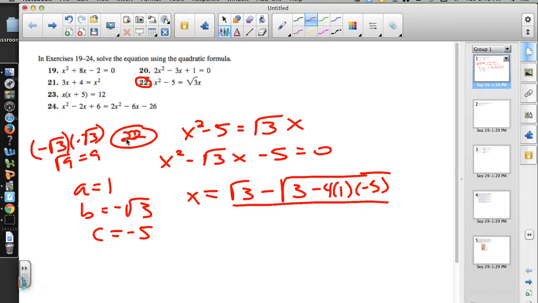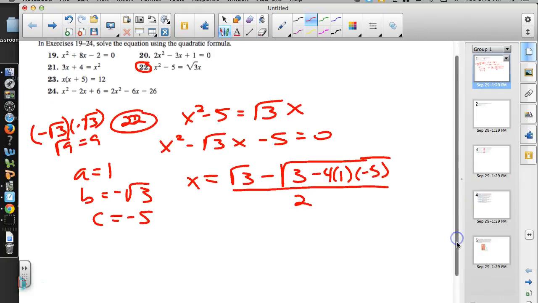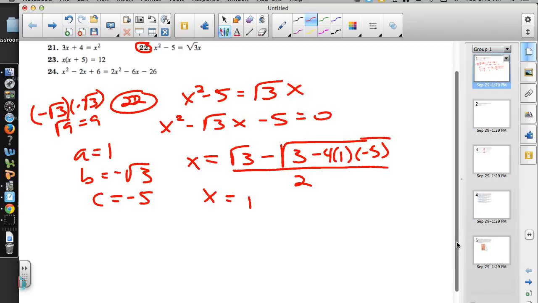And a is 1, so 2 times 1 will give us 2. X equals the square root of 3 minus, well, we have 4 times 5 times 1, which is 20, but 2 negatives here is going to make that a plus. So 3 plus 20 is the square root of 23, all over 2, and oops, there's our little plus minus piece in there.